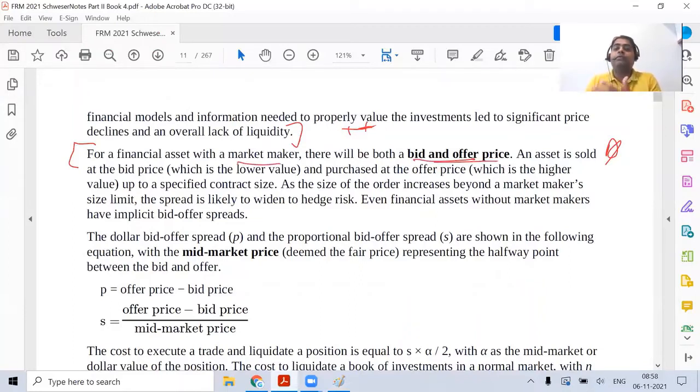Okay, and for example, offer price is where you would buy and the market maker is going to sell, and bid price is where you will sell and the market maker is going to buy. Now when you go and you want to do the transaction in the market, you see a bid and offer price. Okay, your size of the transaction will also impact the bid offer spread.